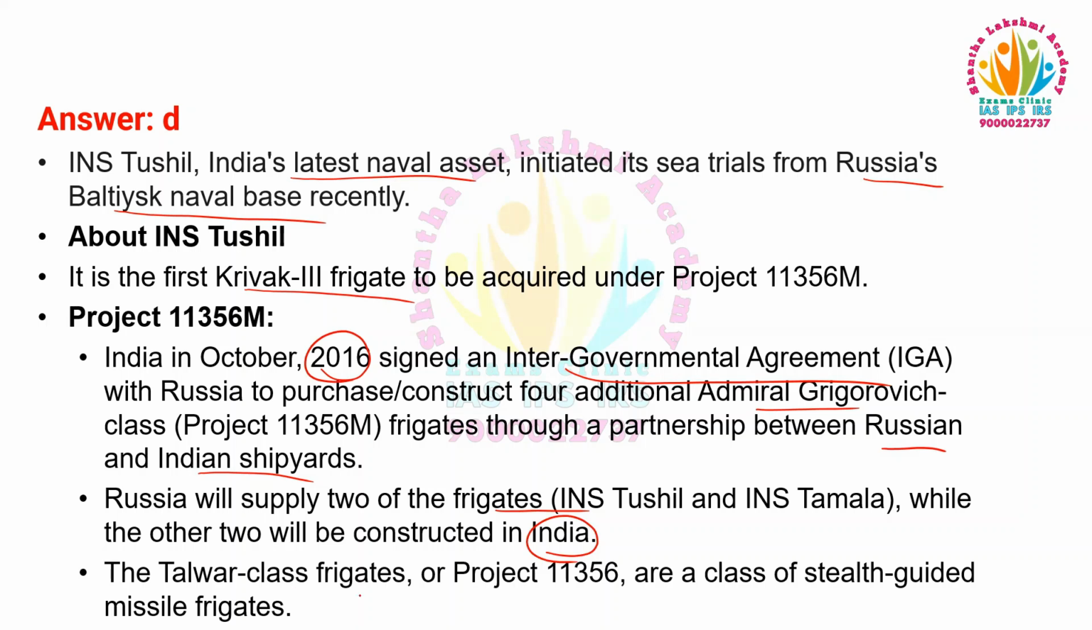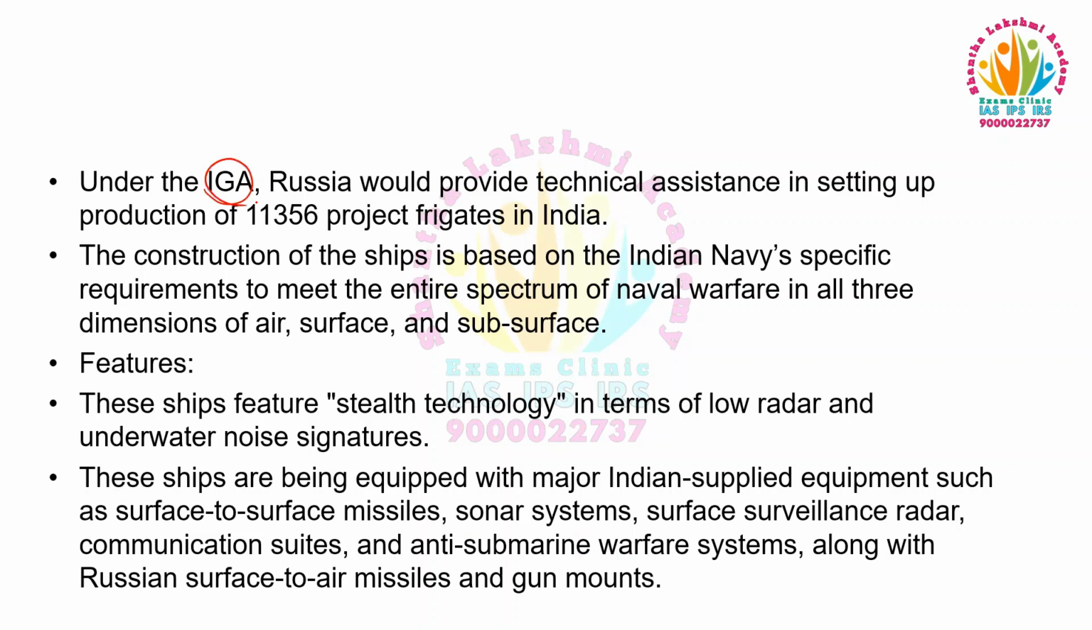The Talwar class frigates or Project 11356 are a class of stealth guided missile frigates. Under the IGA, Russia would provide technical assistance in setting up production of 11356 project frigates in India. The construction of these ships is based on the Indian Navy's specific requirements to meet the entire spectrum of naval warfare in all 3 dimensions of air, surface, and subsurface. Features: these ships feature stealth technology in terms of low radar and underwater noise signatures.